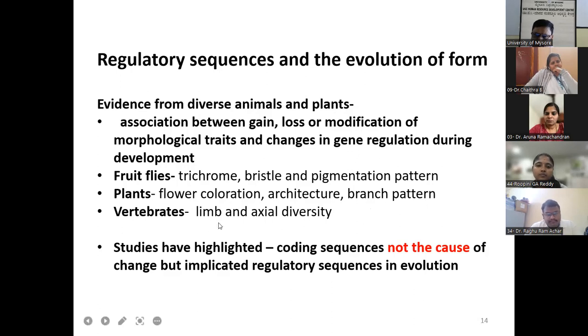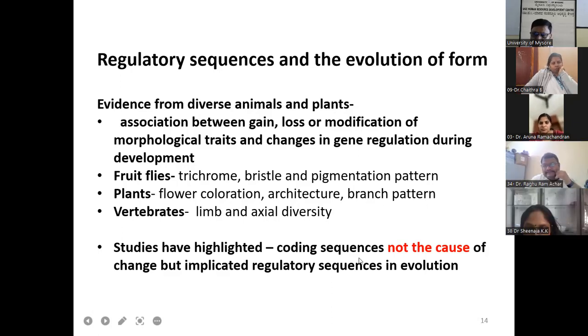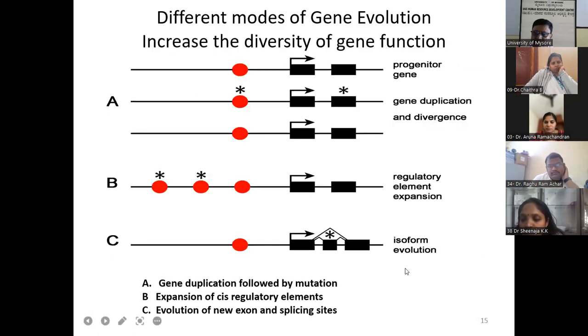As I told you in the first slide, the evolution of limb and axial diversity tells us that the evolution of structure for a specific function can be explained through regulatory sequences and the evolution of the regulatory elements in gene function. Therefore, it is not just the coding sequences as the cause of change, but regulatory sequences are implicated in evolution. That is what was proposed earlier.